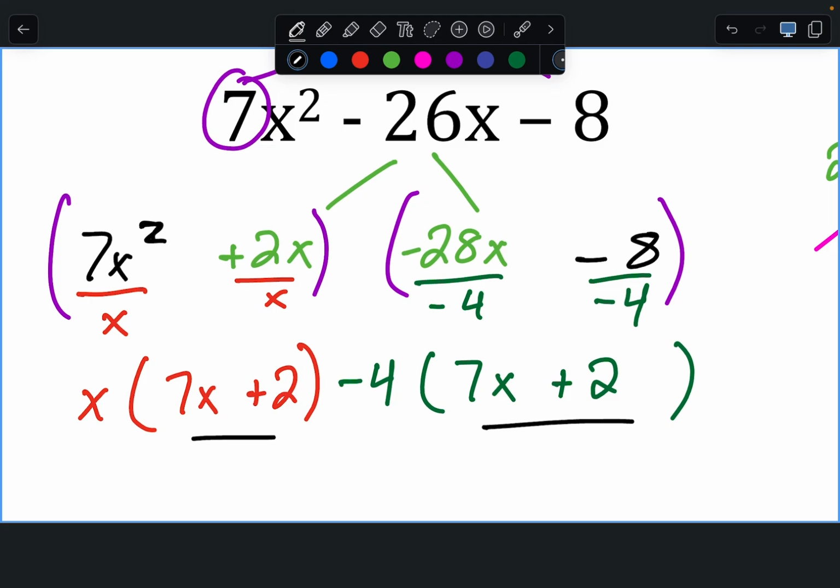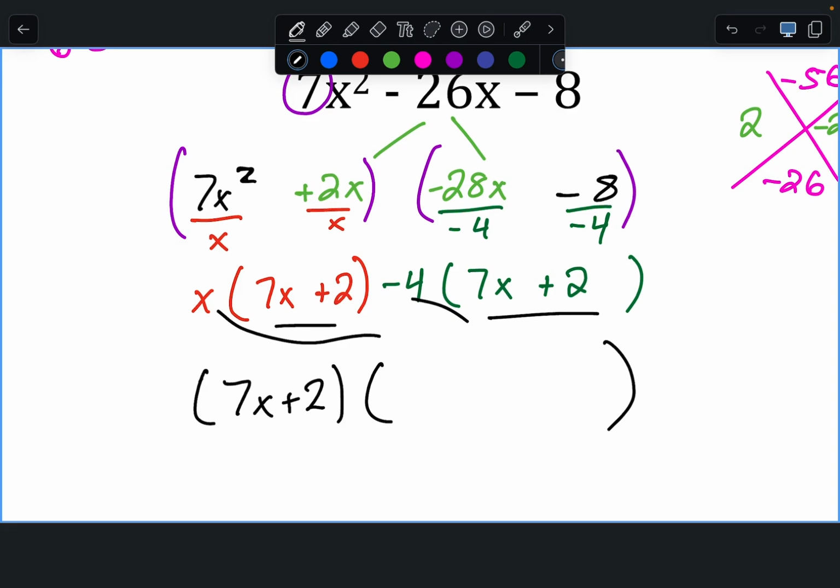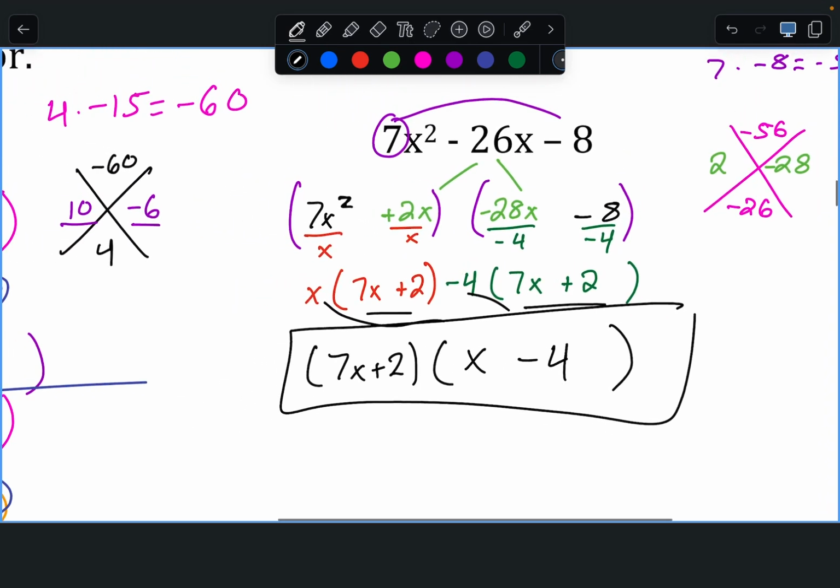All right, so now I'm going to take out my common set of parentheses, which is 7x plus 2. So I'll have 7x plus 2. And then what's left over after that? X and that negative 4. So it'll be x minus 4. Beautiful. So there's my answer: 7x plus 2 and x minus 4.